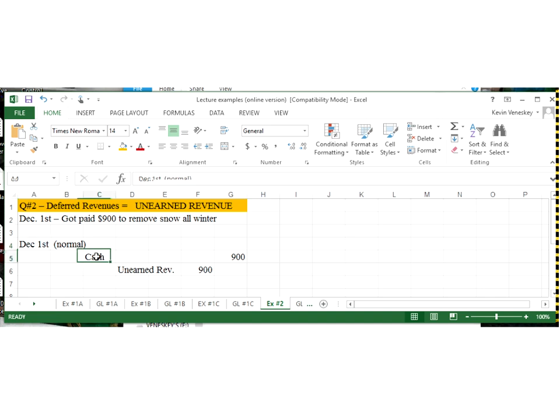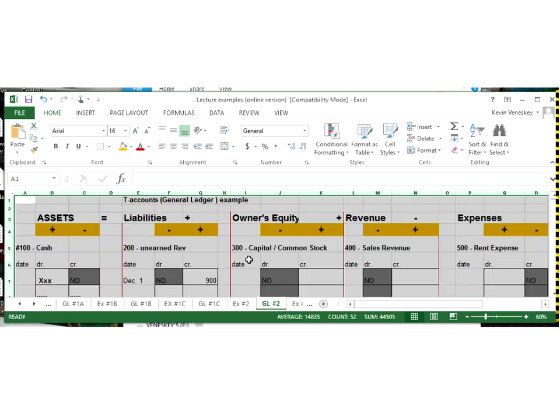So of course I need to do a journal entry up front to show that I got the money. And these are obviously backwards. I got $900 cash coming in. And then I asked myself, why did I get it? Well, I got it because I'm going to do a job, but I just haven't done the job yet. So I'm going to credit my unearned revenue. That is an example of a liability account. I owe somebody something, but in this case I don't owe them money. I owe them a service.